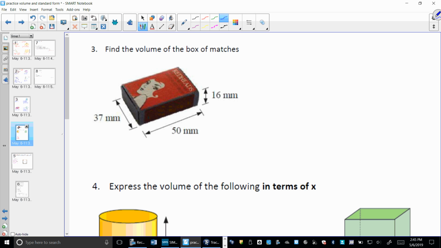Okay, we are steaming through. This one was well done. I think for some reason you got all excited and knew what you were doing when it came to this one, even if you had forgotten for some of the others. So this is a box of matches. How do you find the volume of a cuboid? You just multiply the 3 measurements that meet at a vertex. So it's 37 multiplied by 16 multiplied by 50. Chuck it in, and this is millimeters cubed.